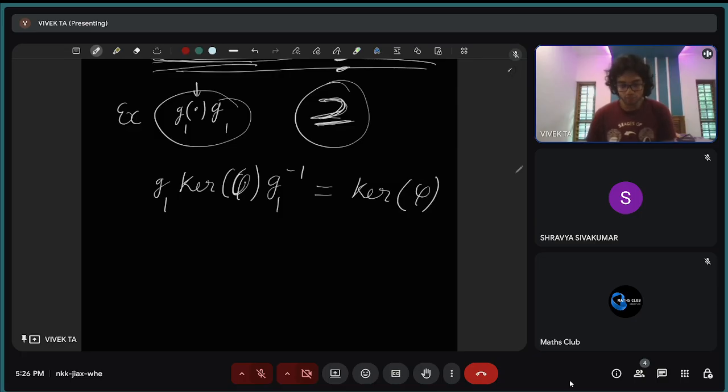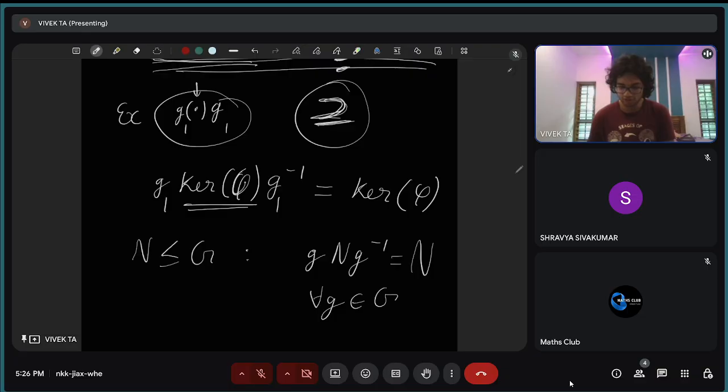But we remember we had proved that the kernel of phi is in fact a subgroup. So any subgroup N of G that follows this kind of relation, g N g inverse equal to N for all g belonging to G, remember this for all is necessary, so for all elements, if the conjugation map of this subgroup gives you the same subgroup, then the subgroup is said to be a normal subgroup.